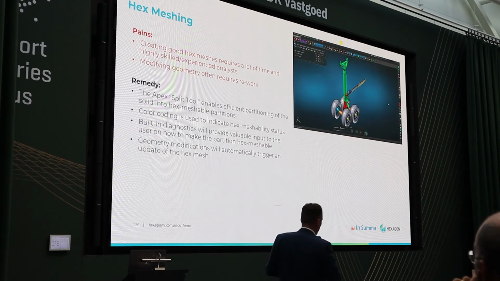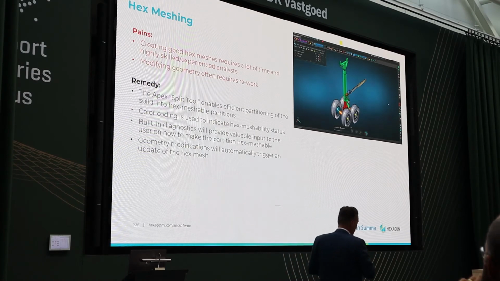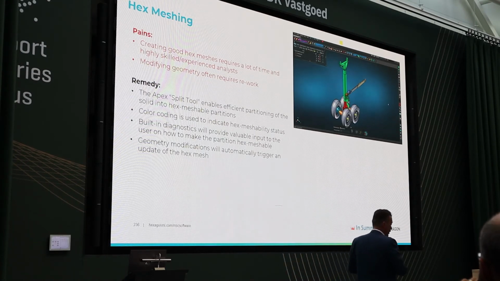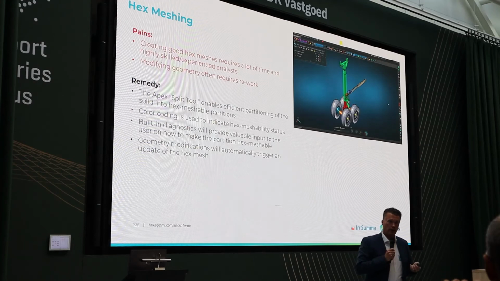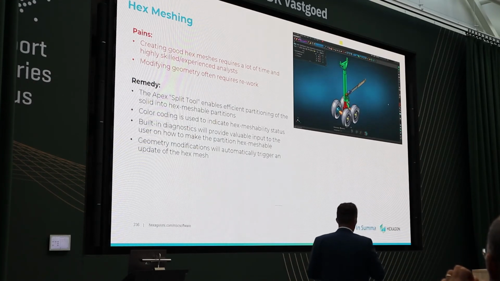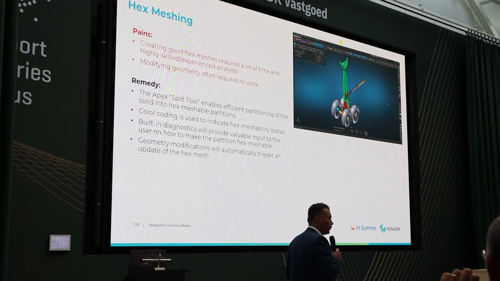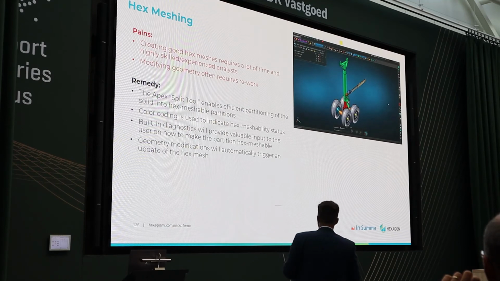How does it do that? It does that with the split tool. The split tool is something that you can use to split the solid into several solids, but you can use it to split your solid into several partitions that are hex meshable after you have split them. Apex determines that automatically for you, and you see the color changing of your part as you go.